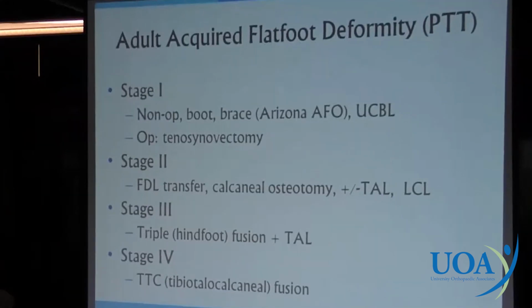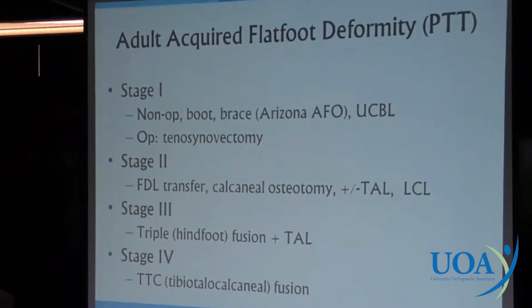But what do we do? Like many of the tendon problems we see, start with a boot, start with some rest, NSAIDs. In this case, we will move from the boot to what's called an Arizona brace. That's an AFO, ankle foot orthosis. That's custom molded to the patient's ankle. That may be something they have to wear long-term or even permanently.